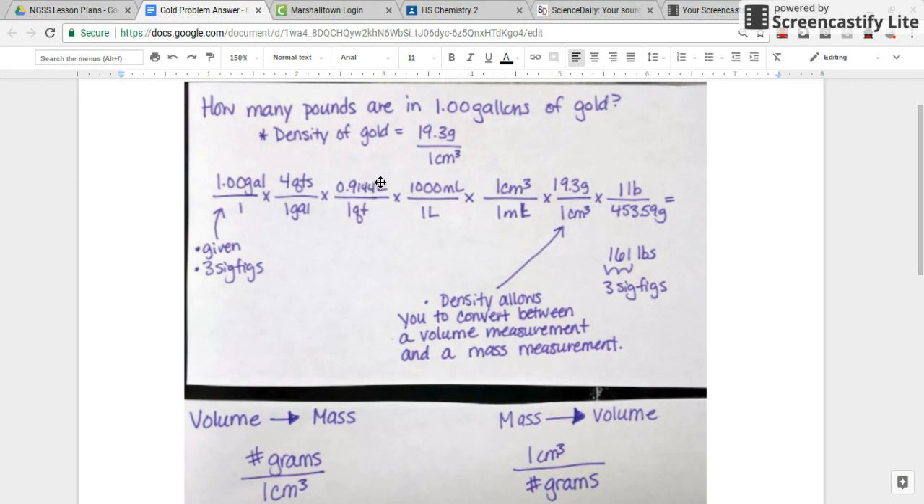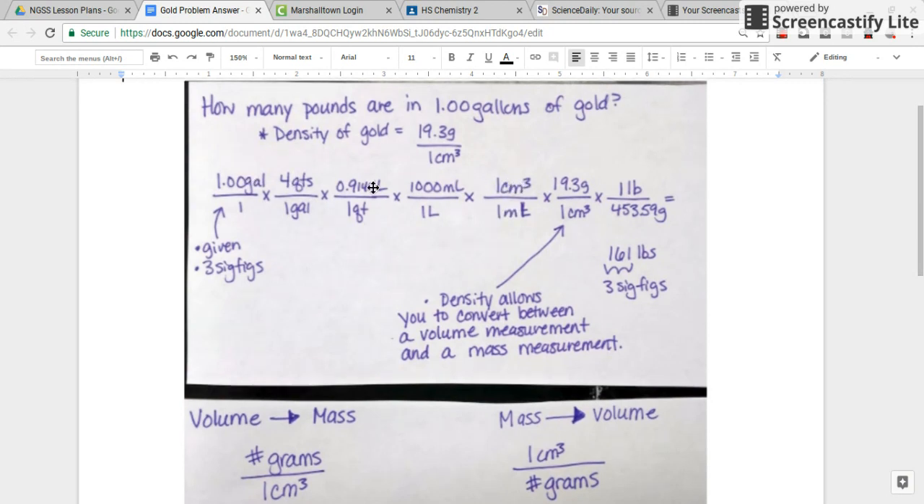Then on the 4th step, I need to have liters on the bottom. This is the step where I switch from the English system to the metric system. Now here, I'm going from liters to milliliters. Then I can go from 1 milliliter to 1 centimeter cubed.